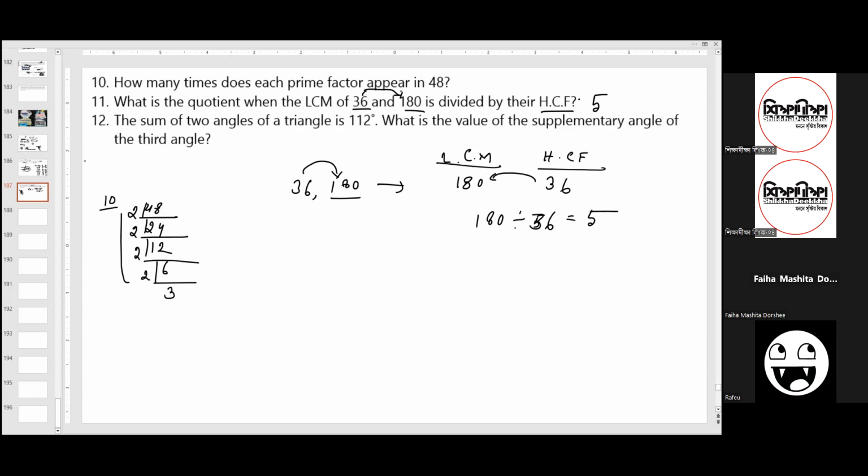The quotient is 5. The sum of two angles of a triangle is 112. What is the value of the supplementary angle of the third angle? A third angle যদি তোমার এটা হয়, what is the value of the supplementary of the third angle? কত হবে?